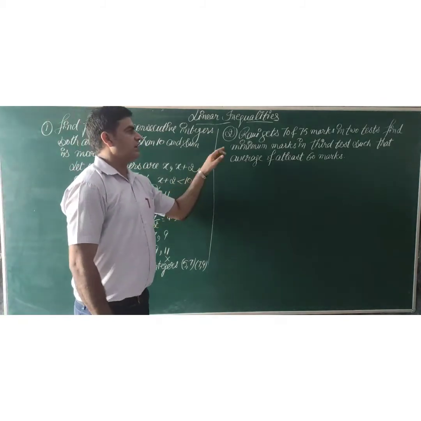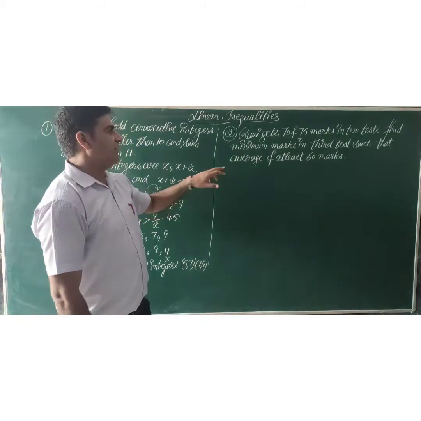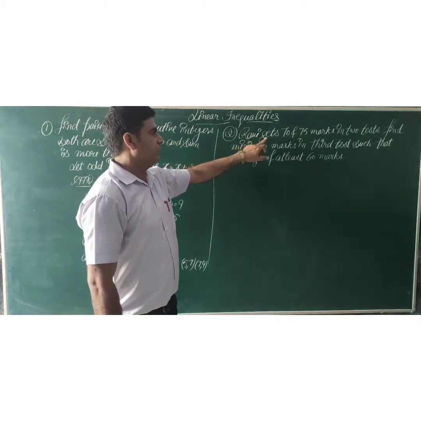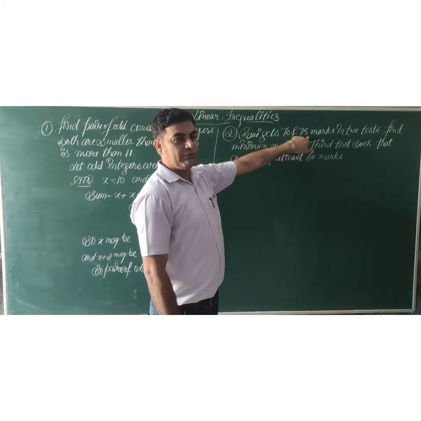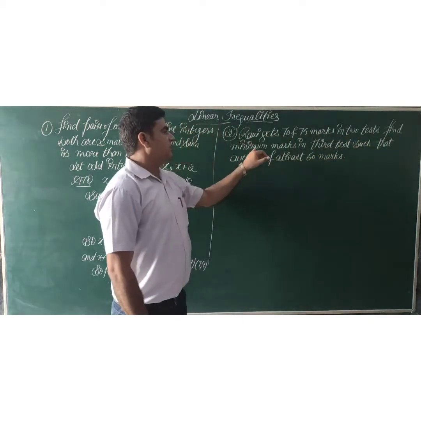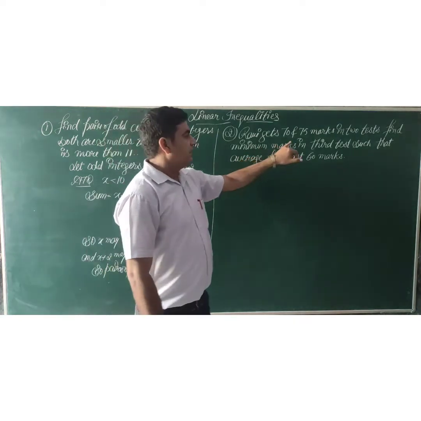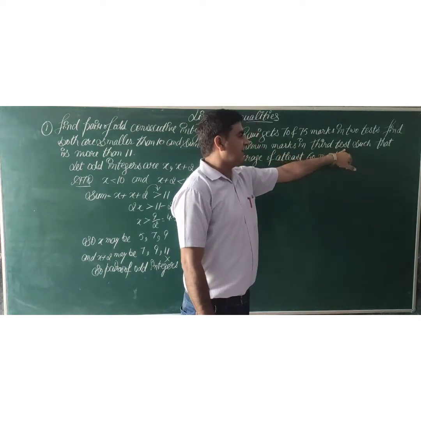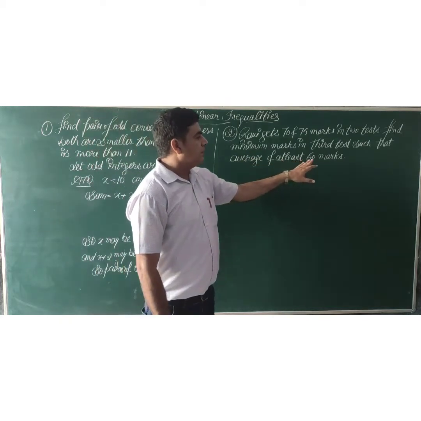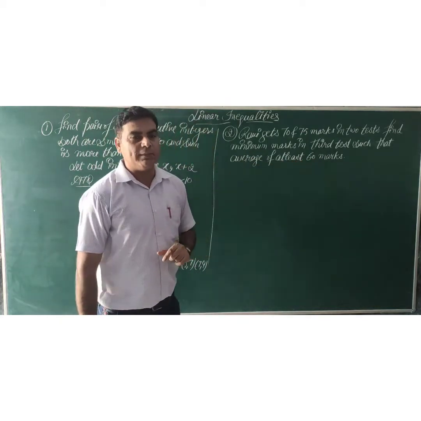Now we are going to start the next one. In this there is a person whose name is Ravi. He is a student who gets 70 and 75 marks in 2 unit tests. We have to find the minimum number of marks in the third test he must get such that the average of all the tests should be at least, the word is, minimum 60.